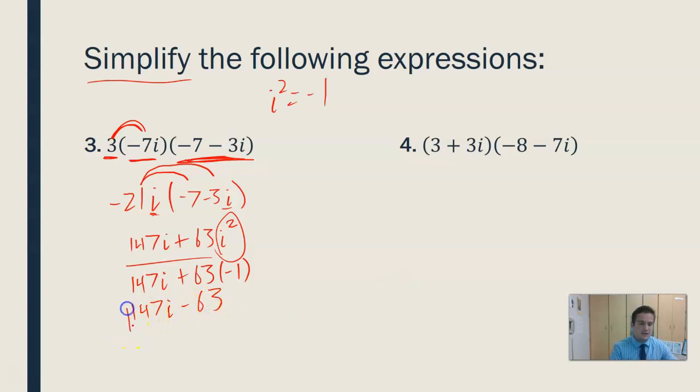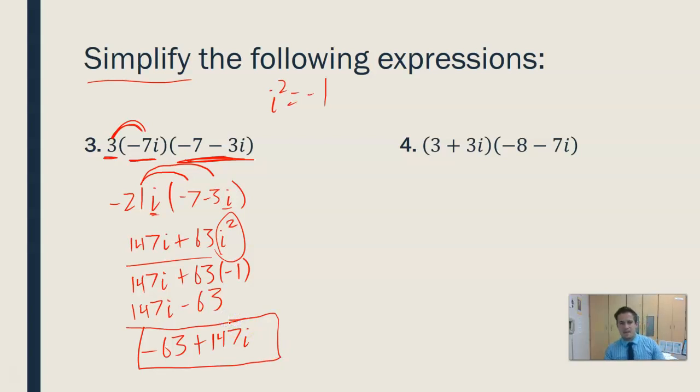So my answer is 147i minus 63, or if you write complex numbers, we usually write complex numbers with the real portion first. It doesn't matter. So if I wrote it this way, it would be negative 63 plus 147i. In complex expressions, you should never have an i squared because you can technically simplify that to negative 1.